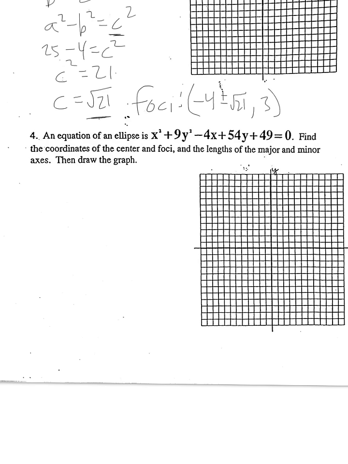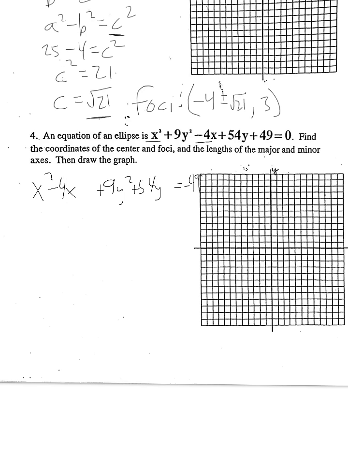We are going to group the x's together. So x squared minus 4x. I'm going to leave a little space behind the 4x. And then we're going to have plus 9y squared plus 54y. Leave a little space. And I'm going to move the 49 over because we want the constant on the other side. So equals negative 49. Alright, so we group the x's, group the y's, move the constant over. So we haven't done anything yet. We just rearranged our stuff.